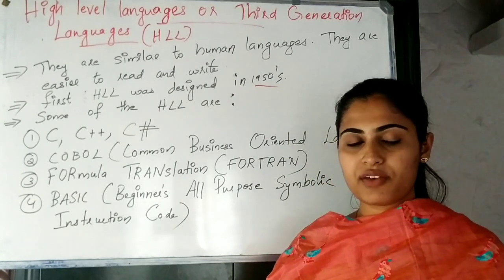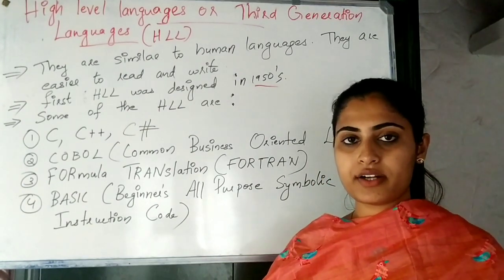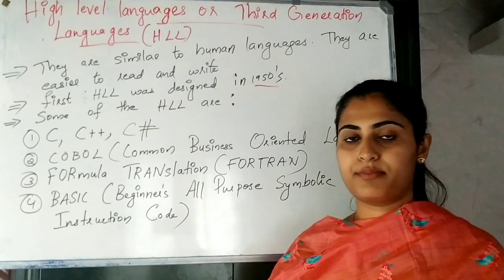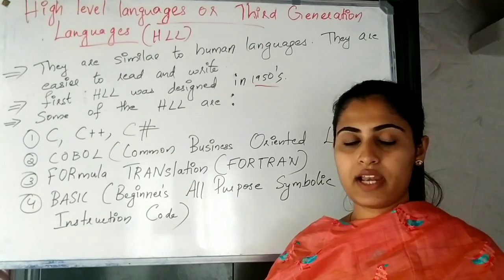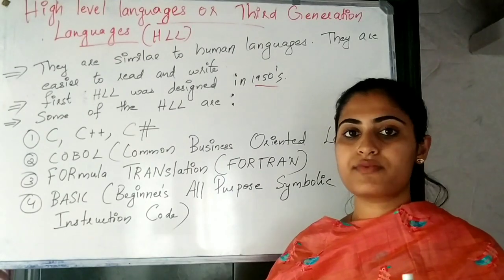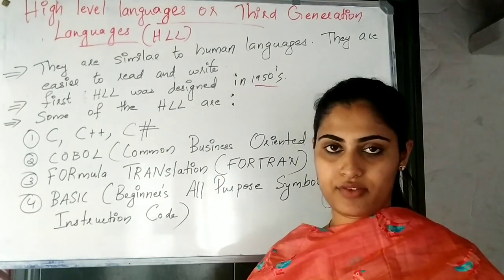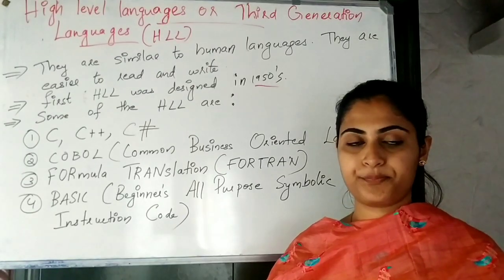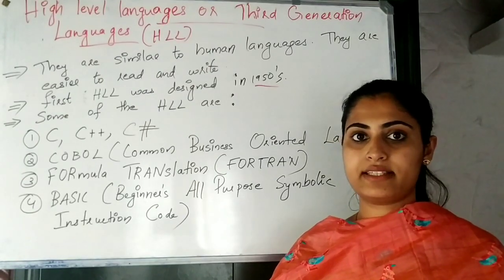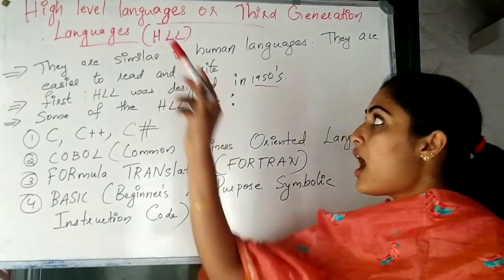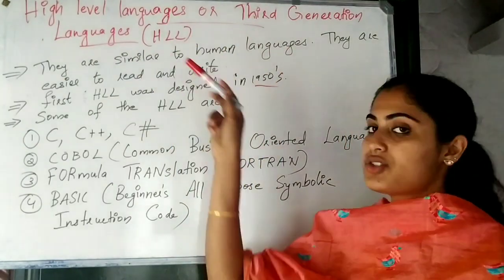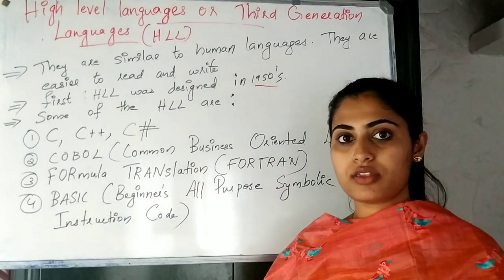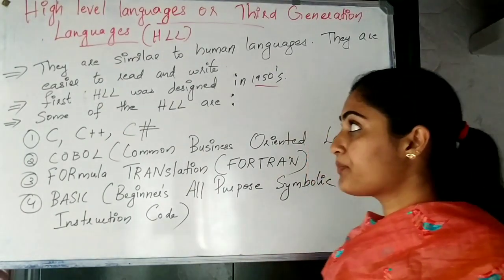So low level languages were divided into two categories, machine language and assembly language. Low level languages were also known as first or second generation languages, and they used ones and zeros. Coming on to the next type of language, that is high level languages or third generation languages.